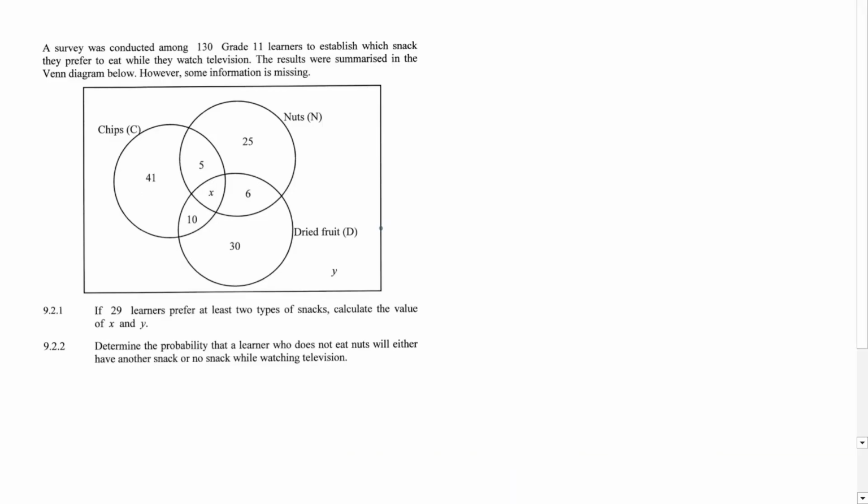In this video, we're going to look at another example of Venn diagrams. And so let's just dive straight in.